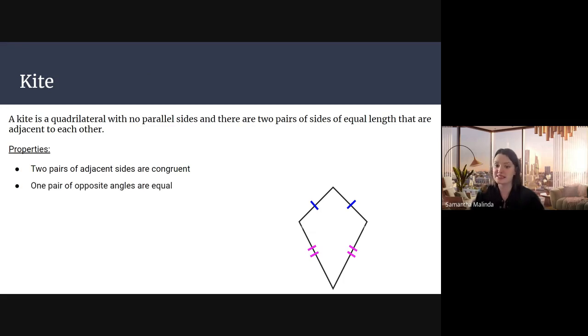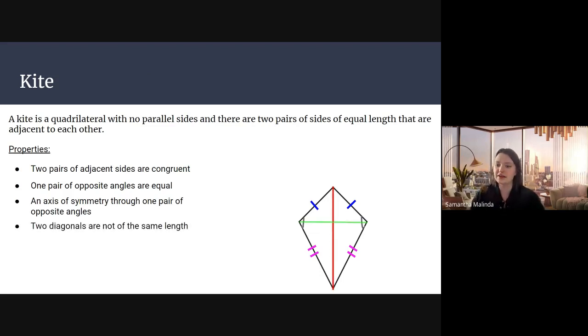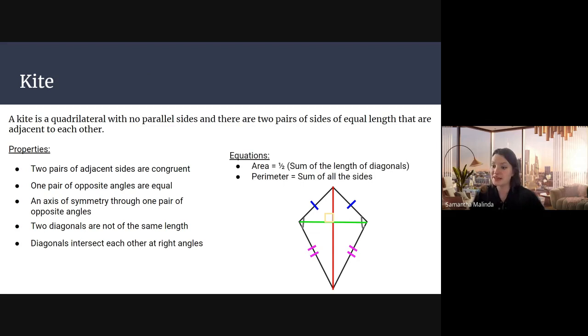One pair of opposite angles. These are the angles that are created by the two different length sides. An axis of symmetry right through the long edge, the long side. And then the two diagonals are not of the same length, but they do create a right angle. You have this equation. The area is actually very similar to the rhombus, which is an interesting little connection.